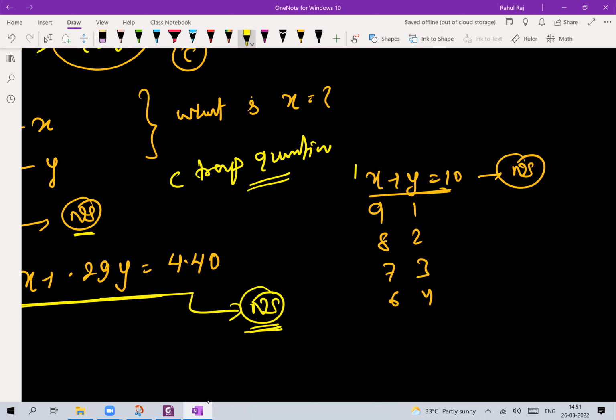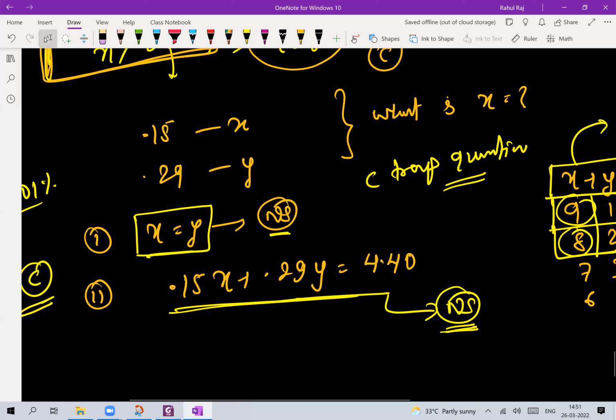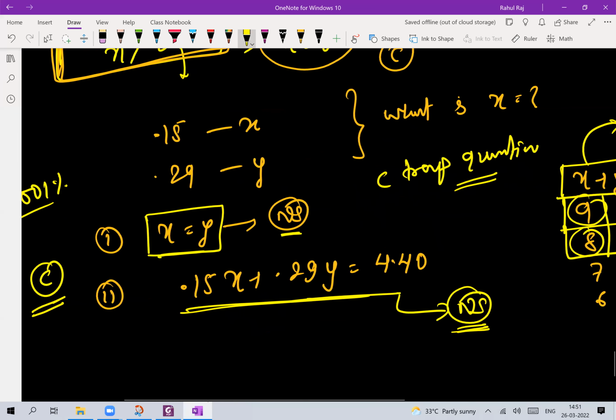When I say x plus y is equal to 10, I ask you what is the value of x. Now you say this is not sufficient. Why? Because x could be 9, y could be 1; x could be 8, y could be 2. Now you are actually giving me two different values. X and y could be 9 and 1, x and y could be 8 and 2. There are two possible values of x and you are saying this is not sufficient. Did you actually try doing this over here? Or you straight away looked into two equations, two variables and you marked answer C?